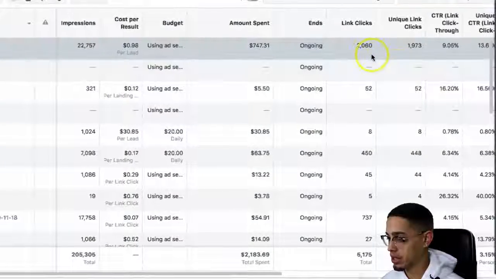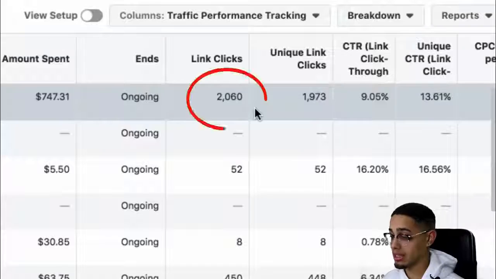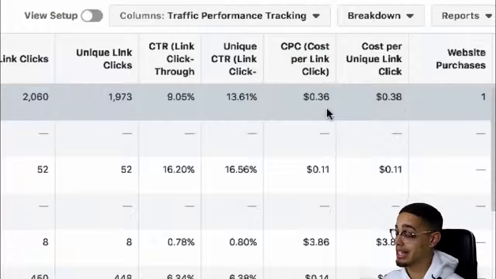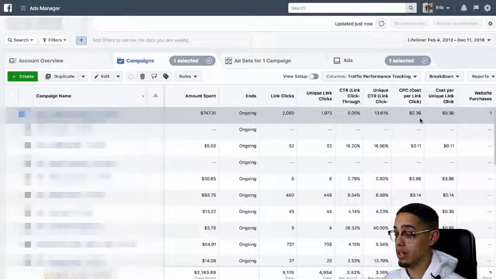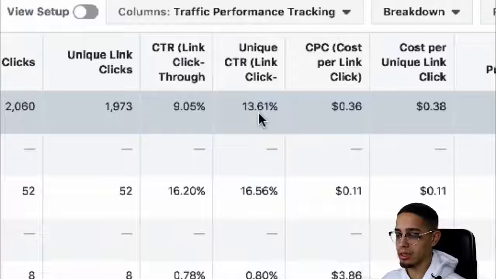Now, the amount of clicks that I got is 2,060, and I'm getting charged 36 cents per click, which is pretty incredible. The reason behind that is a couple of factors and variables, and I'm going to show you why. The reason my clicks and leads are so cheap is because my click-through rate is 13.61%. What that means is out of 100 people, 13 people decide to click through to my ad, so to click through to my funnel.